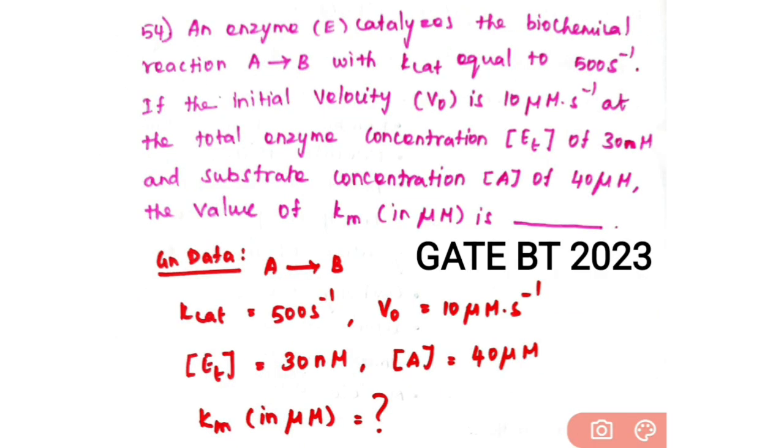An enzyme E catalyzes a biochemical reaction. Your reaction is A gives B with kcat, the catalytic constant. kcat is 500 second power minus 1. The initial velocity V naught is 10 micromole second power minus 1 at the total enzyme concentration ET of 30 nanomolar. Your substrate is A, your product is B. Here they have given the substrate concentration A is 40 micromolar. They are asking what is the value of Km in micromolar, that is the Michaelis-Menten constant.